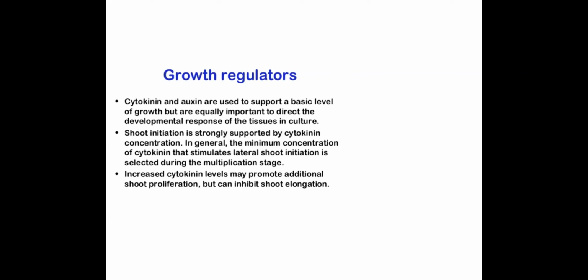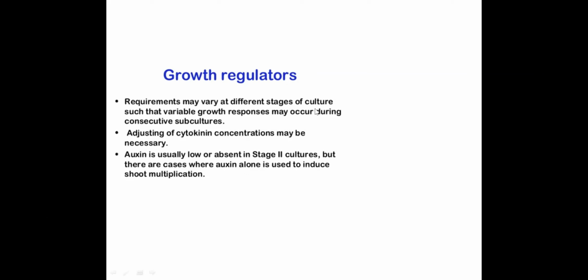So in the medium, the auxin cytokinin ratio is very important. When you need shoot initiation, more shoots to be formed, you need to keep the cytokinin ratio at a slightly increased level. So increased cytokinin levels may promote additional shoot proliferation, but it will not have elongation. You will not get shoot elongation, but you will get shoot proliferation. That means too many shootlets will come out. Multiplication stage. That is why it is called multiplication stage. You will get too many shoots.